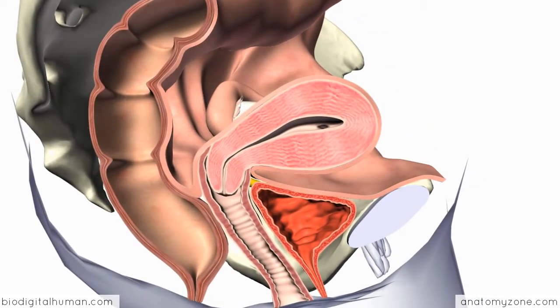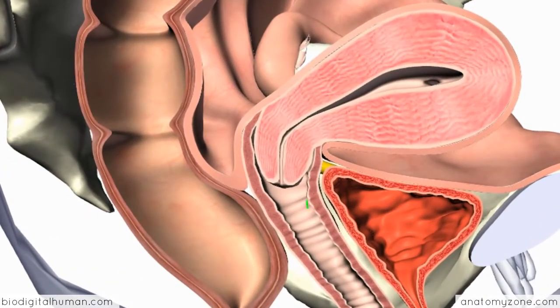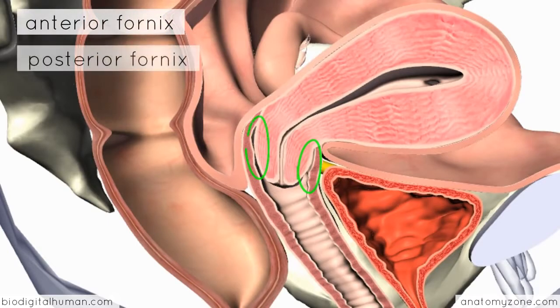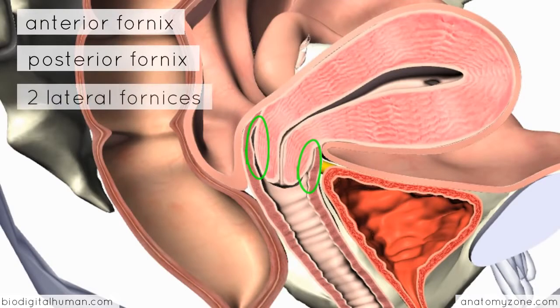So I've just come over to this nice cross-sectional model, and what I want to show you here is the way that the dome-shaped cervix protrudes into the vagina. So you can see this protrusion here. So by protruding into the vagina in this way, the cervix creates recesses around it. So anteriorly you've got this recess here, and posteriorly you've got this recess here, where the cervix meets the vaginal wall. So you've got these pockets around the cervix, and these are known as the fornix. So you've got an anterior fornix anteriorly, a posterior fornix behind, and you've got two lateral fornices.